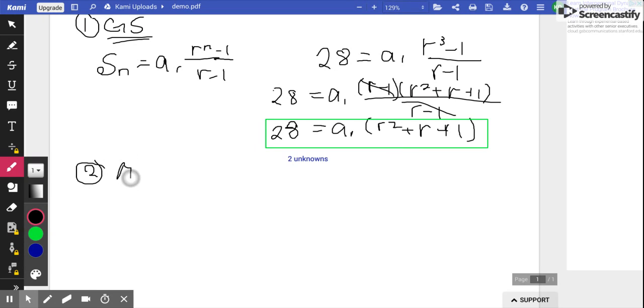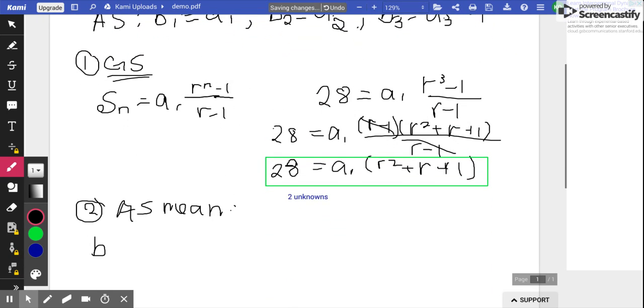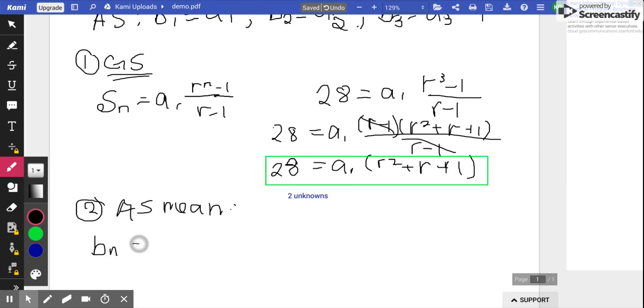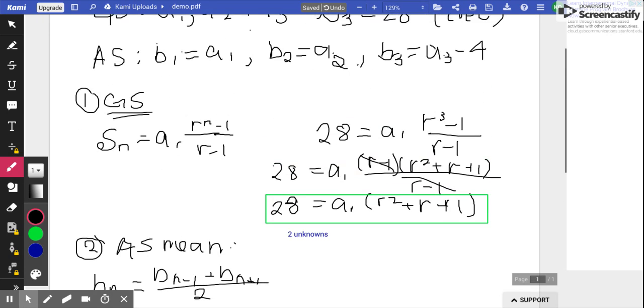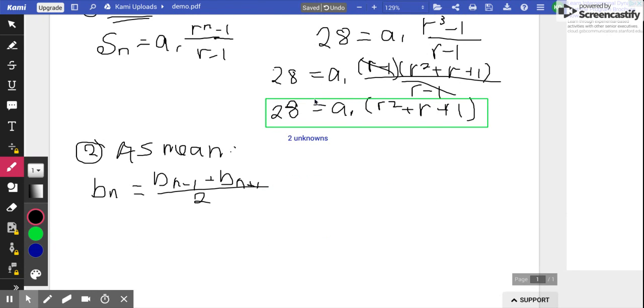So if I take the arithmetic sequence, the mean formula, if you recall, since here my arithmetic sequence is the b's, I'm going to have bn equals bn minus 1 plus bn plus 1 over 2. And then I can sub in for what I have, which are the a's here.